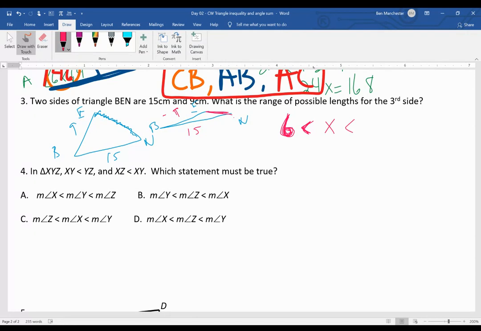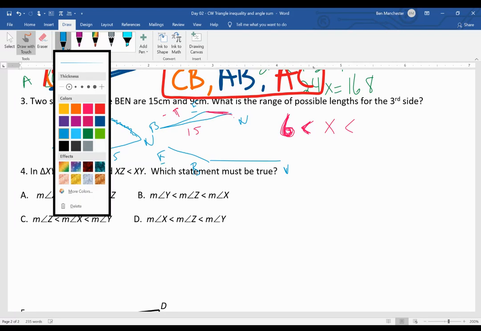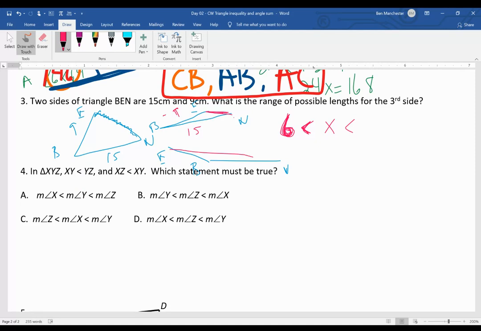Okay, and then what if we were to open it up a whole bunch, right? So this is now BN, and E is way over here. Okay, what would be the largest that it could possibly be now? So with, once again, 15 and 9, we have to add them together. So 24 would be the maximum size. So it has to be bigger than 6, but less than 24. Anything in between there would be fine. So this is the range of possible lengths. Okay, not just one, but all of them have to be between 6 and 24.